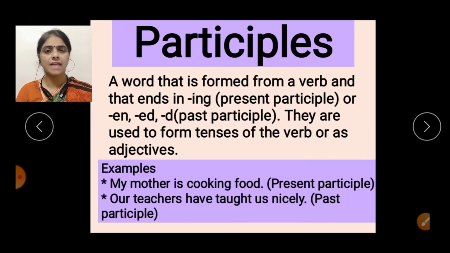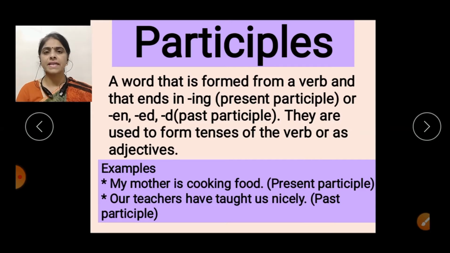Now let's have the examples. The first example is, my mother is cooking food. Here, the word cooking is working as present participle. Next one, our teachers have taught us nicely. Here, taught is a past participle. So in these two sentences, present participle and past participle, both are working as verb. So I hope finite and non-finite verbs are clear to you.